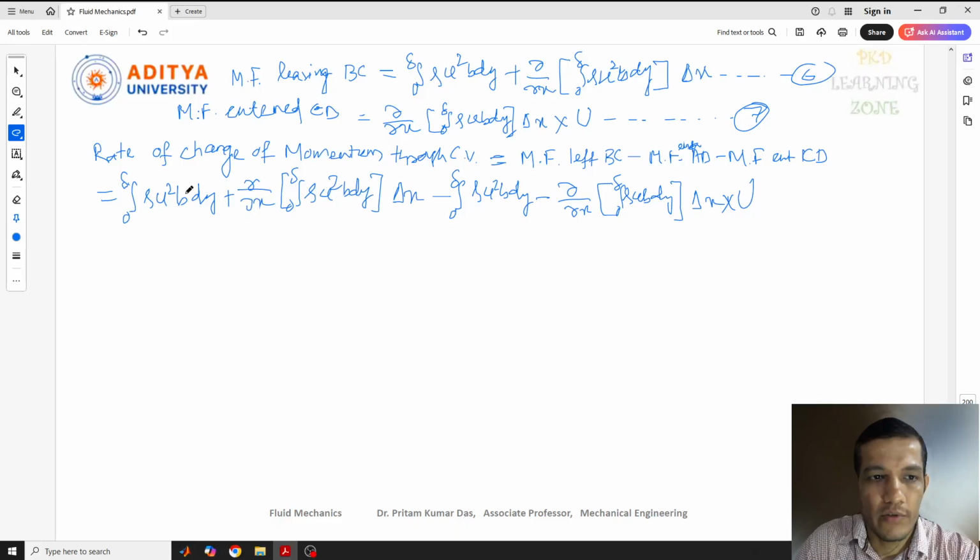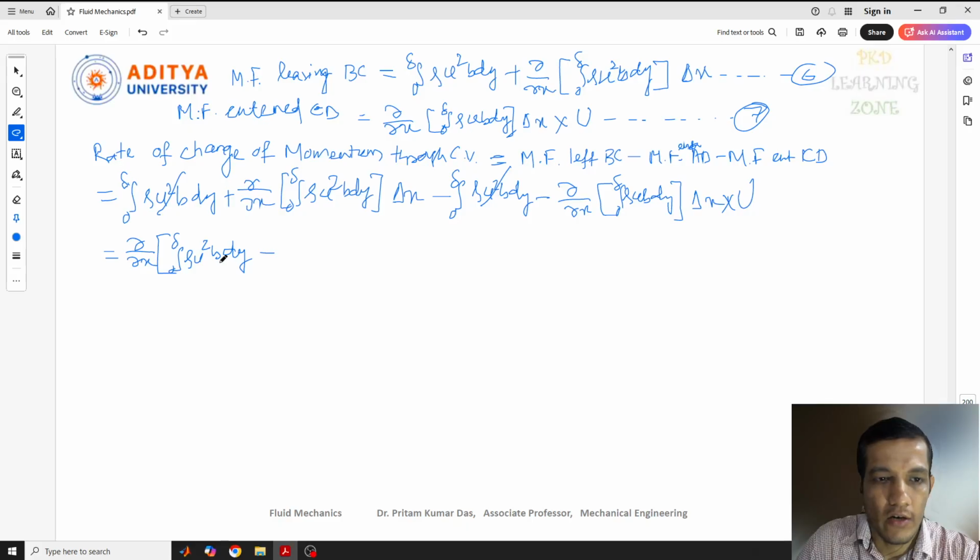Now if you solve this one, obviously this part will be cancelled, so the remaining two parts will be there. That is nothing but del by del x bracket start 0 to delta rho u square b dy, minus, having taken del by del x common, 0 to delta rho small u capital U b dy bracket close delta x, because delta x is there here also.